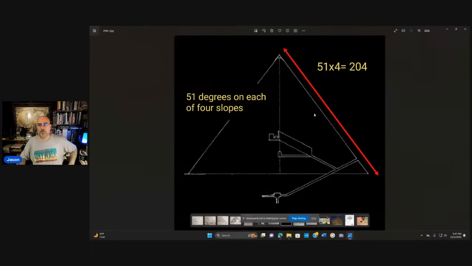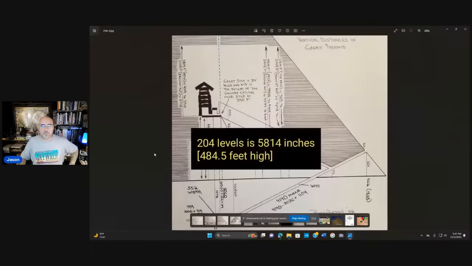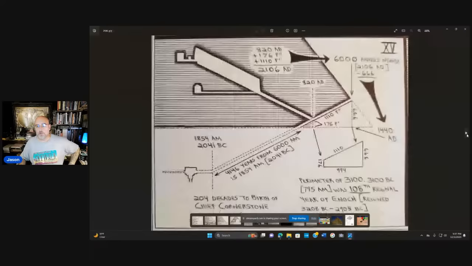Here it is, 51 degrees, 204. Here it is again: 204 levels is 5,814 inches, or 484 and a half feet high is what the Great Pyramid would be.